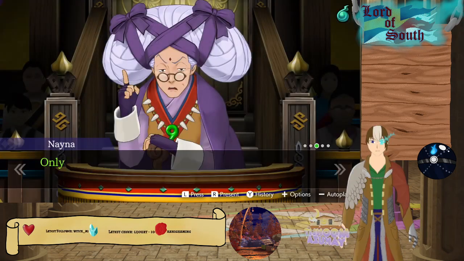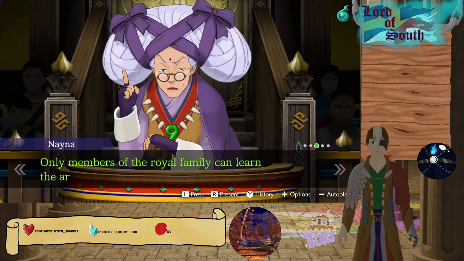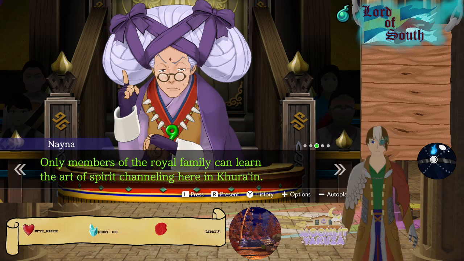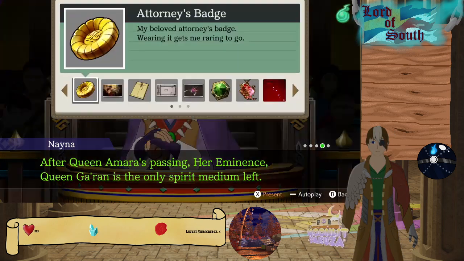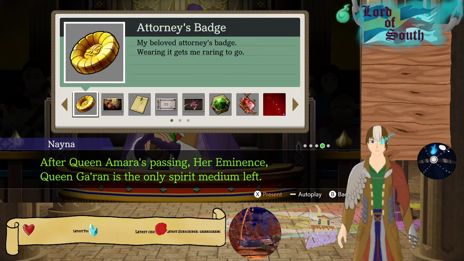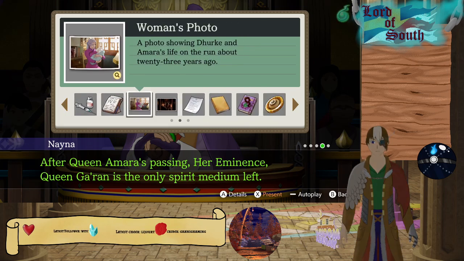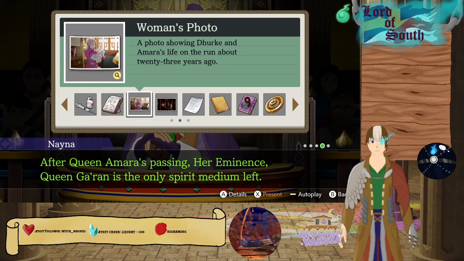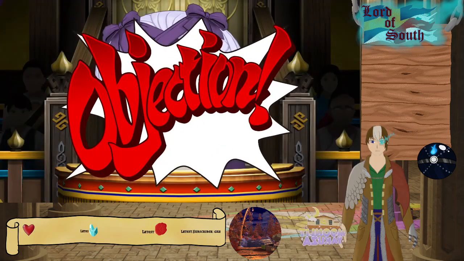Oh shit, he was actually raised here, he should be able to know that. Yeah, he was sort of raised here. Oh, right! She died like 24 years ago, 23 years ago. And this is with them on the run, after Queen Amara's passing. Fuck it, I'm gonna do this. There we go.